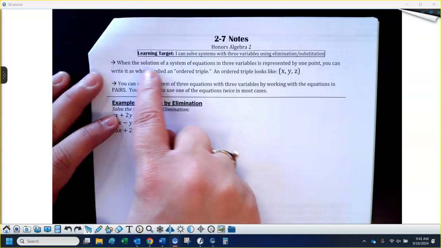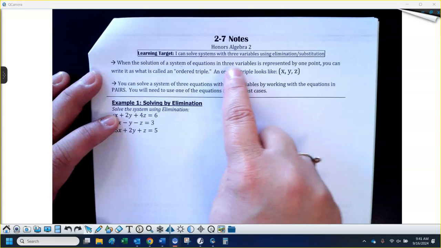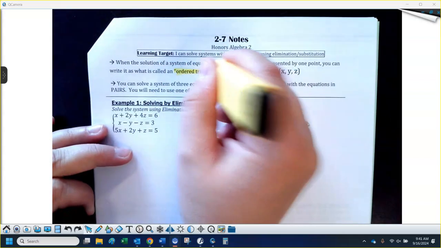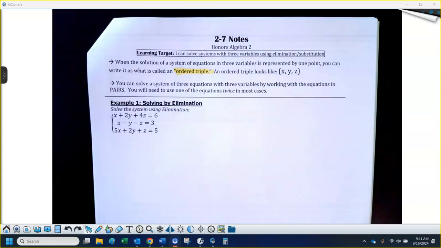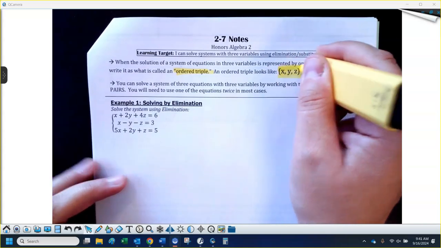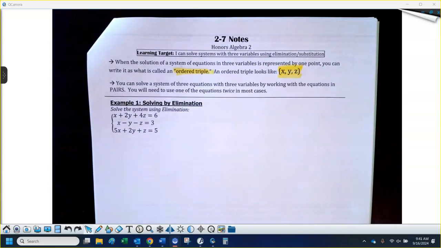And it just says the solution to a system of equations in 3 variables is represented by a point. We'll do this a little bit later in the unit, but it's actually a 3-dimensional space that you would graph that in, but what they call it is an ordered triple. And all that means is, just like you would write a point like x comma y, they just add z into the mix for the 3rd variable. So an ordered triple, whenever you write your answers, is like a point with an extra coordinate in it.